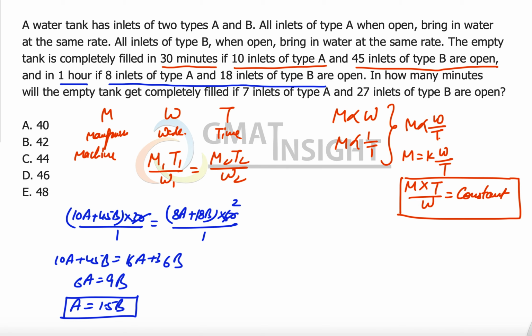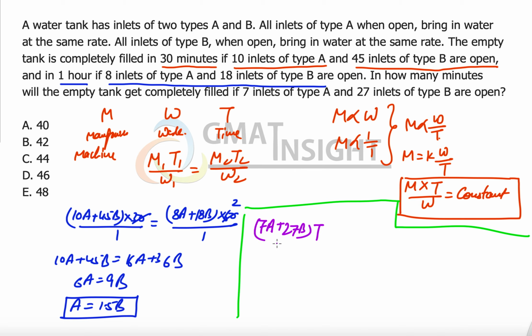Now, knowing this relationship, we are going to apply this in another scenario and find out our answer. Let's quickly see what our question is. The question is basically asking that 7 inlet A, so 7A plus 27B, are taking how much time? Let's assume that they are taking T time, and this should also be equal to the first scenario like we had. That means 10A plus 45B multiplied by 30. This is going to give us the time in minutes. Now let's simply equate it by substituting A equal to 1.5B.